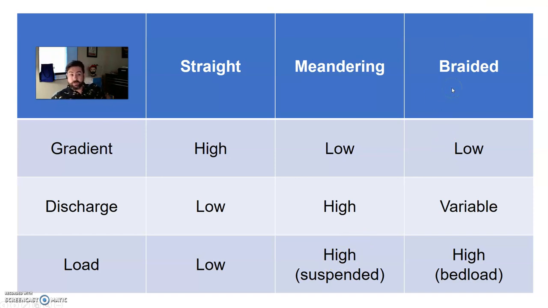And then braided stream channels, also low gradient. Discharge is variable. It could be low, it could be high. It just depends, because a lot of this is right at the base of a mountain, with material coming off of melted glaciers, so there are some other factors. The amount of water discharge can be variable, and the load is also high, but a lot of it is bed load, a lot of it bigger pieces. So it's these factors that go into determining what kind of stream channel we will have.